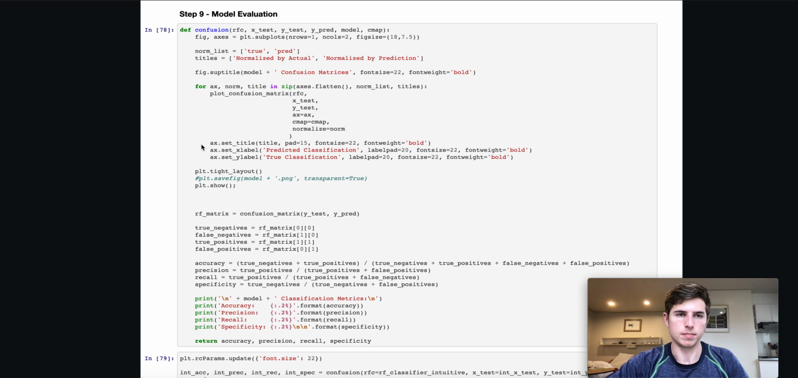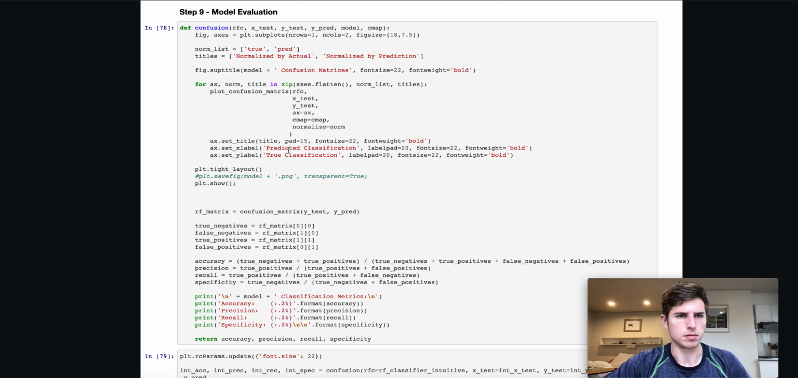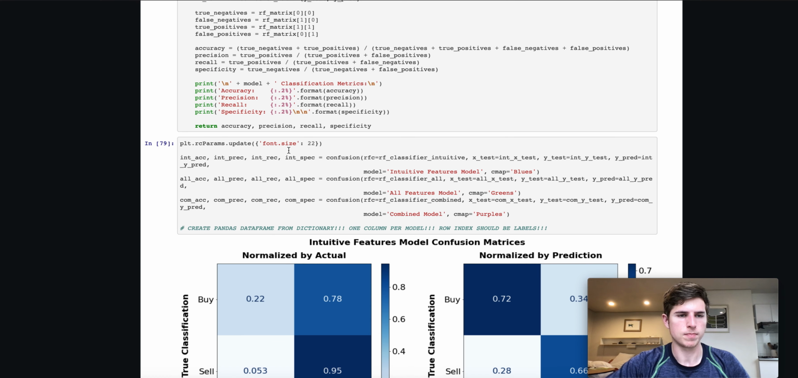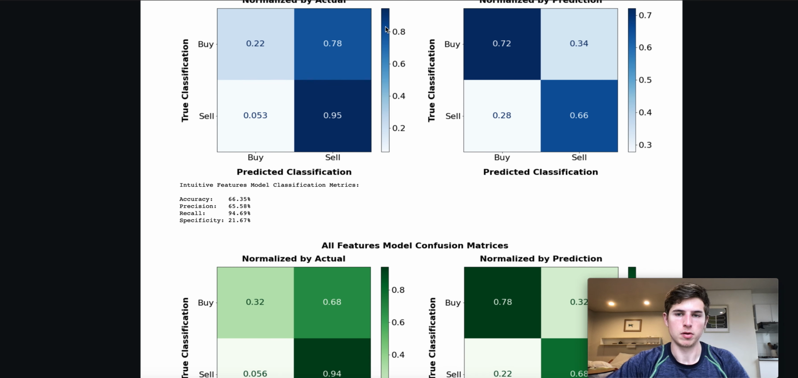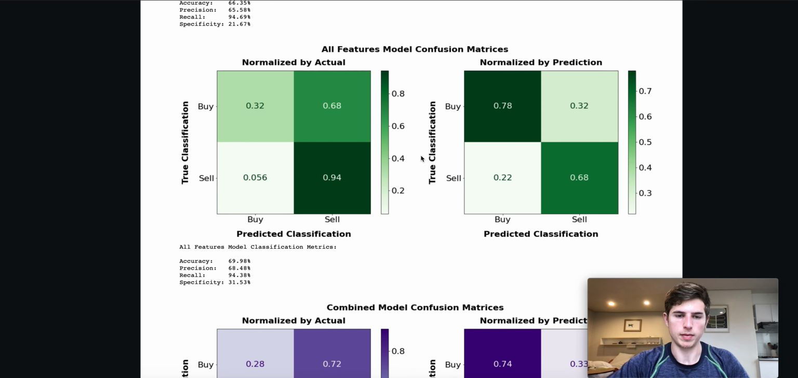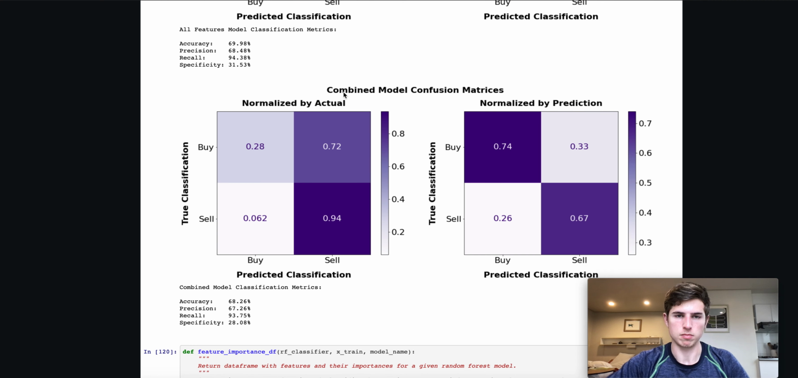And then I did some model evaluation using confusion matrices. So this is a function that I built to, or maybe I stole it from somewhere, to display a confusion matrix. And let's take a look at what those look like. I already went through this on a PowerPoint presentation that I've also posted to YouTube, so you can see that there as well. But here we're seeing the intuitive features model, the all features model, and then ultimately the combined features model.